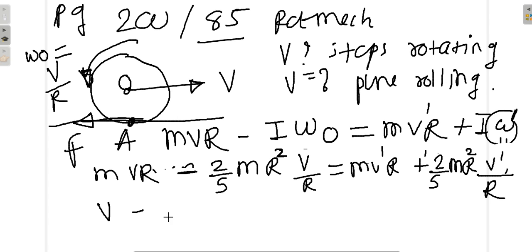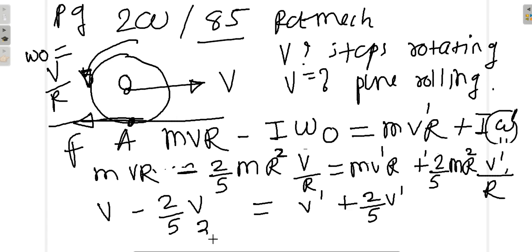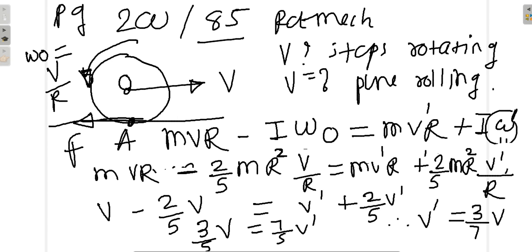What remains here is v minus 2 by 5 v. What remains here is v dash plus 2 by 5 v dash. So I have 3 by 5 v equal to 7 by 5 v dash, and that gives me the desired answer, v dash as 3 by 7 times v. So when the body starts pure rolling, its velocity of center of mass will be 3v by 7.